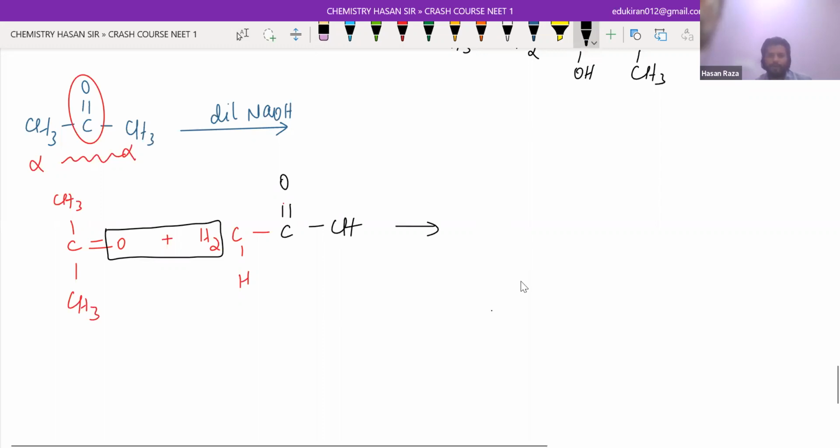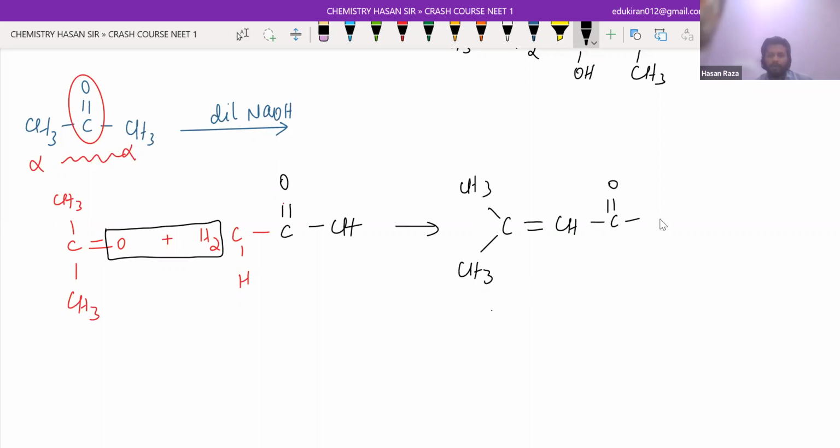I'm going to write in this C double bond CH and there is CH3 and there is CH3. And then comes your C double bond O CH. And this product, since ketone is there, aldehyde was there, so we were saying aldol, and this will be ketol condensation, because we just removed water, so it will be ketol condensation.